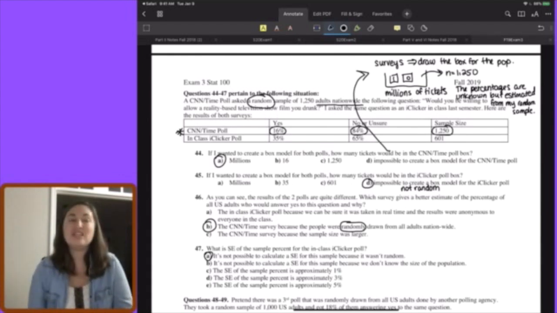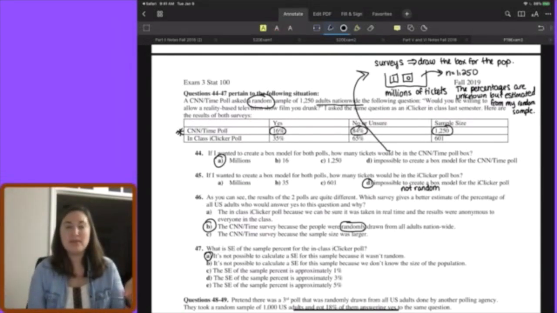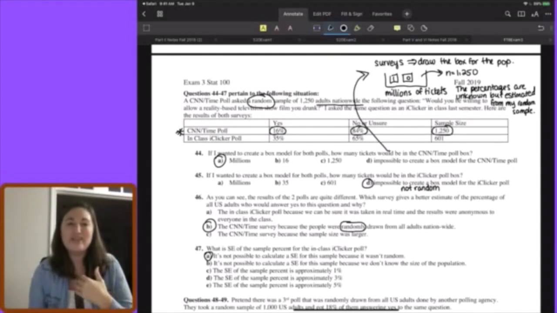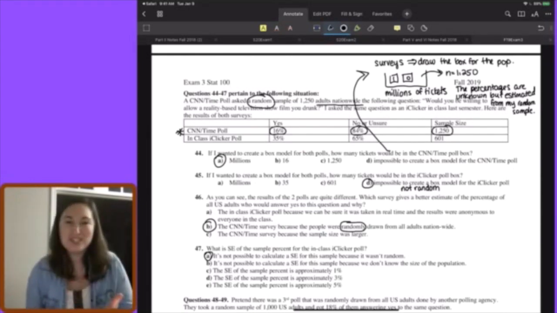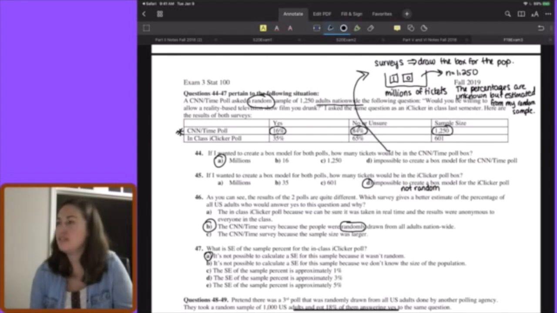So that's a good thing to keep in mind when you guys are taking the test on Wednesday, is to right away ask, is the poll random? If so, then we can use all of our formulas. We can calculate a box model. If not, we can't really do anything with it. It might be interesting, but we can't do statistics and use it as an estimate for what we get for all U.S. adults.